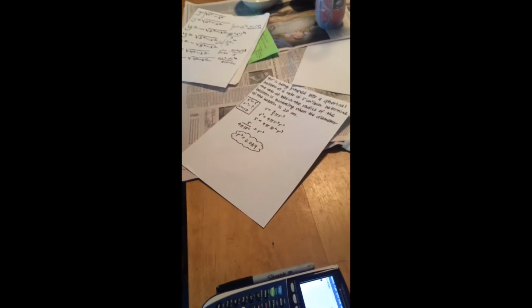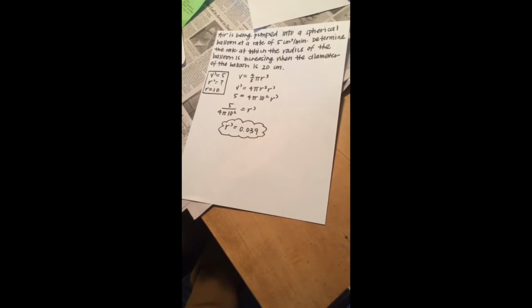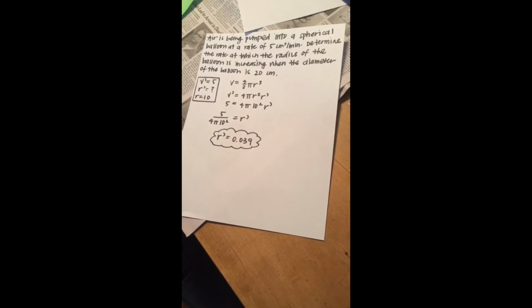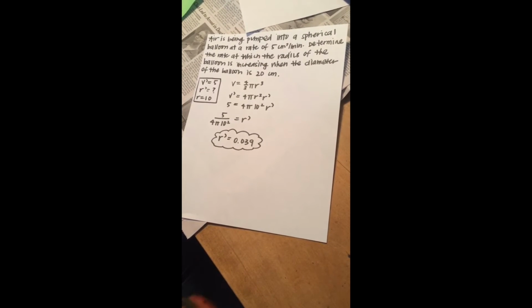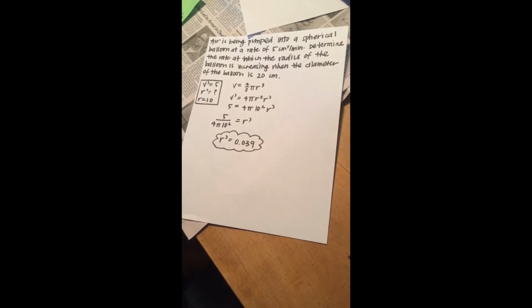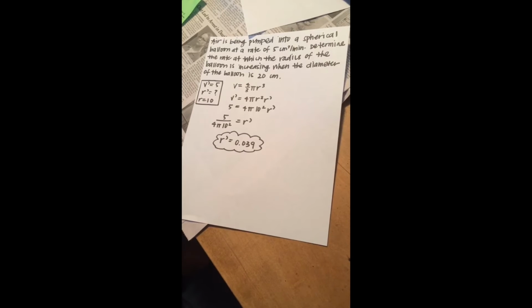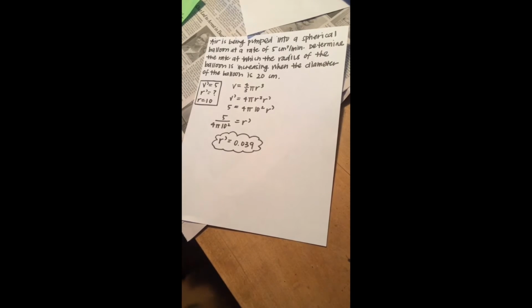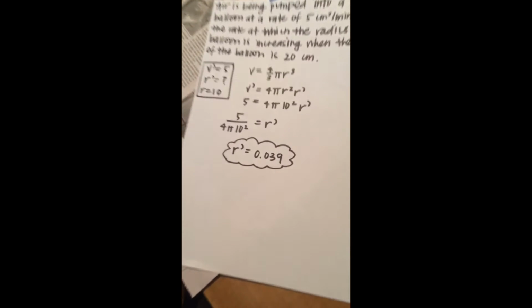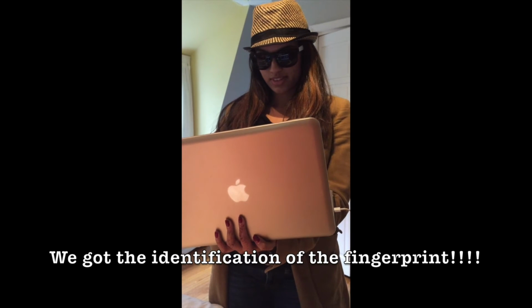Got him. Great. I'll put the fingerprint in the identification server, but looks like we need to solve a puzzle first. The computer gave us this problem in order to get in. Air is being pumped into a spherical balloon at a rate of 5 centimeters cubed per minute. Determine the rate at which the radius of the balloon is increasing when the diameter of the balloon is 20 centimeters. So we know the volume is 4/3 pi r cubed, and V prime would be 4 pi r squared r prime, and then we plug in what we know and we get r prime is 0.039. I recognize this guy. Looks like he lives at 2 Marketplace.